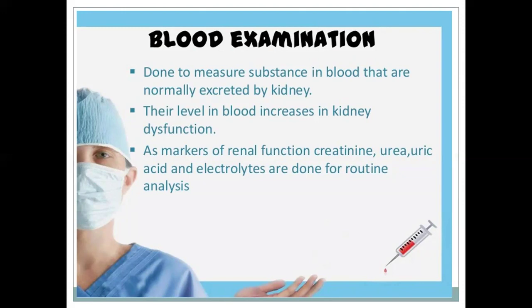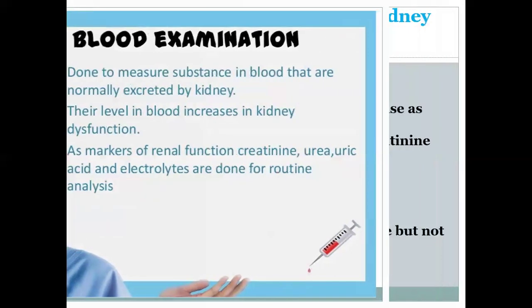Now, blood examination. Blood examination is done to measure substances in blood that are normally excreted by the kidney. Their level in blood increases in kidney dysfunction. As markers of renal function, creatinine, urea, uric acid, and electrolytes are done for routine analysis.